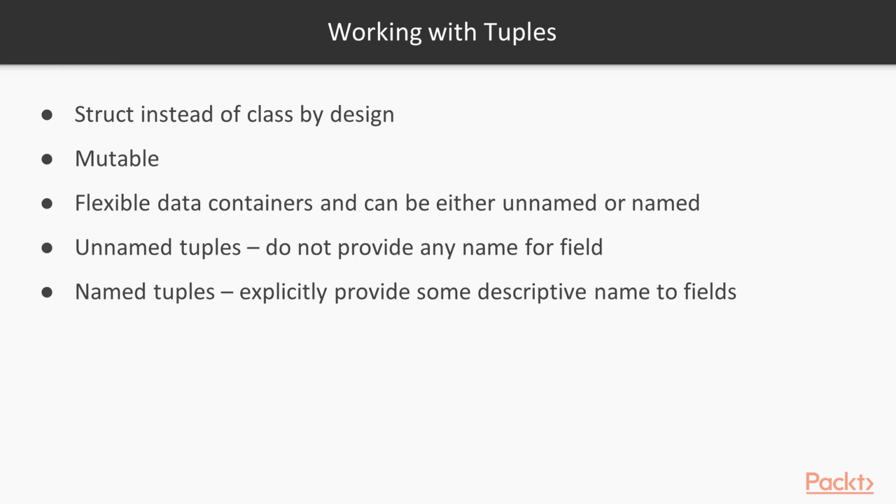Here are the important points that we should remember while working with tuples. To work with tuples, we need the new NuGet package System.ValueTuple. Value tuple is a struct instead of a class by design. Value tuples are mutable. Value tuples are flexible data containers and can be either unnamed or named. When we do not provide any name for a field, these are unnamed tuples and accessible using the default fields Item1, Item2, and so on. In named tuples, we explicitly provide some descriptive name to fields.